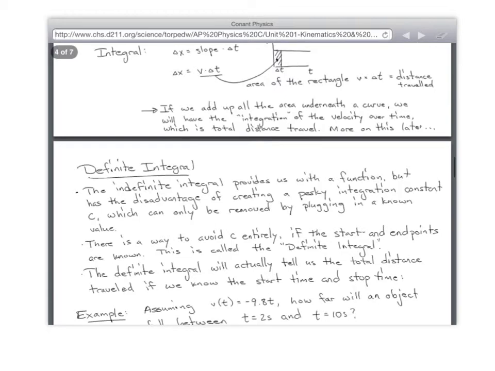Basic idea is this. For example, problem. Assuming that the velocity as a function of time is given by the equation negative 9.8t, how far will an object fall between time equals 2 seconds and time equals 10 seconds? Okay, what did I just ask? Distance traveled. I asked for the displacement. Yeah. And what did I give you? I gave you velocity. I'm asking for displacement. What are you going to have to do?